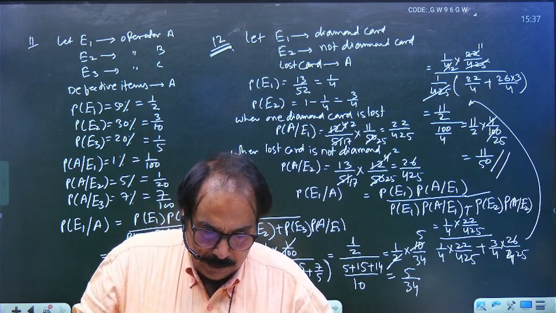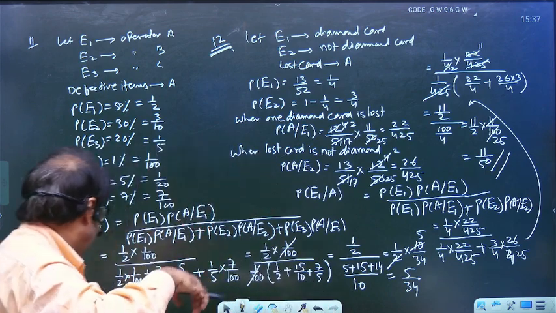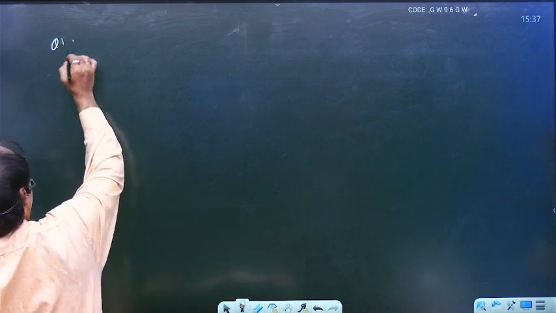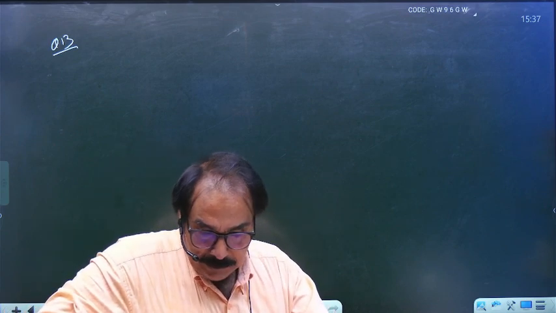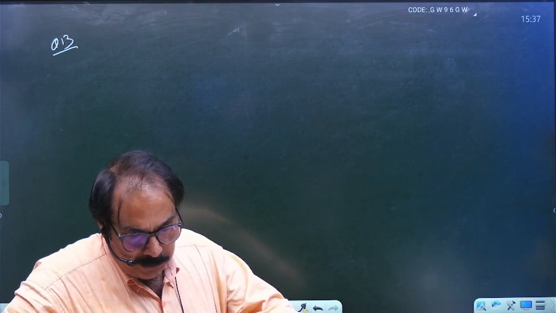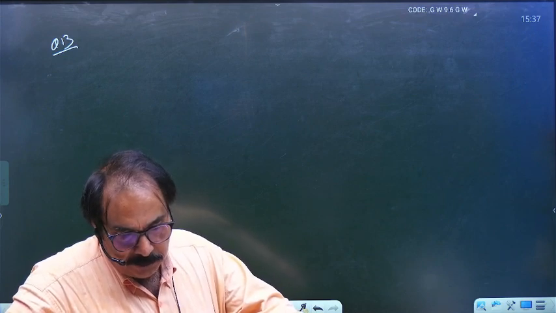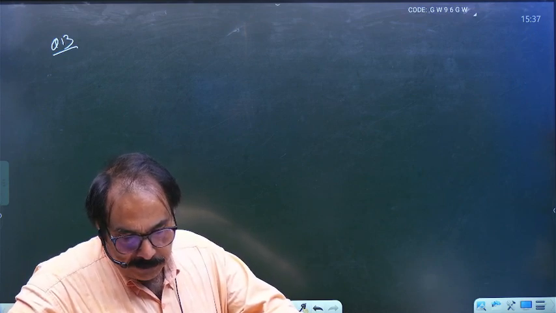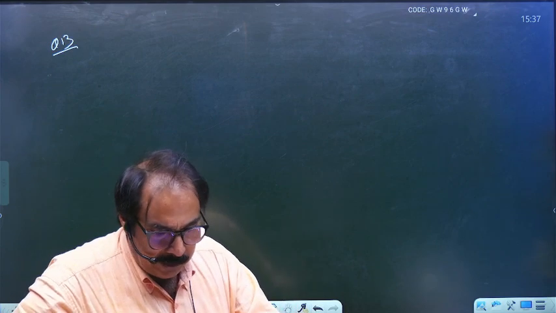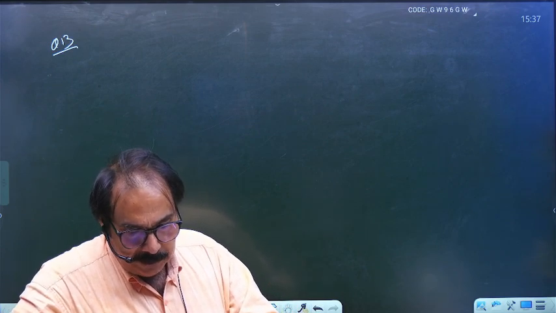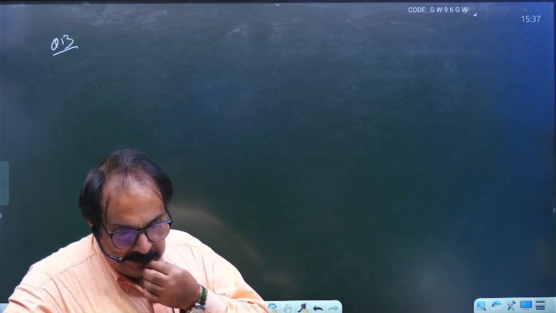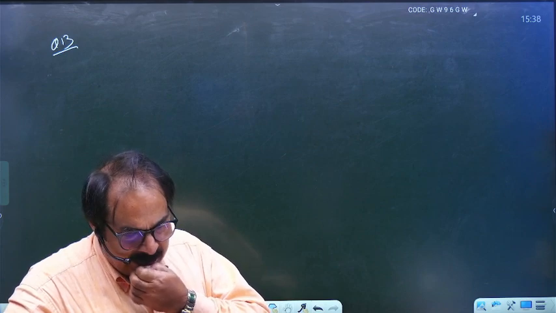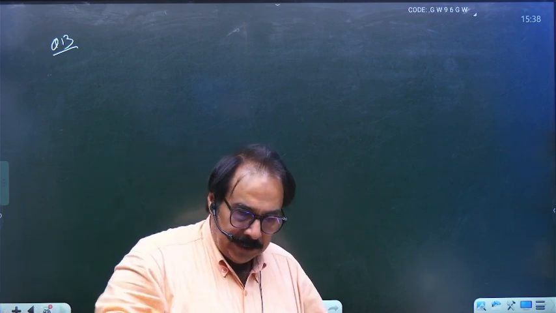So now question number 13. Another question is question number 13. The 13th question is: probability that A speaks truth is 4 by 5, a coin is tossed, and a reporter reports that a head appears. The probability that actually there was a head. So here suppose this is E1 truth and E2 is not truth. So take this question.